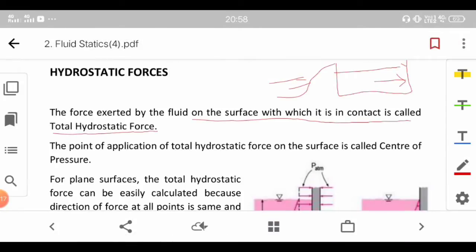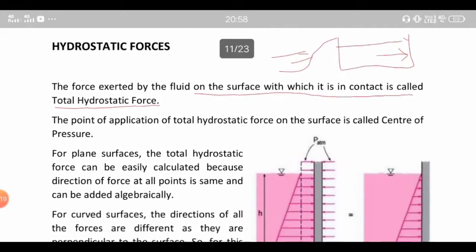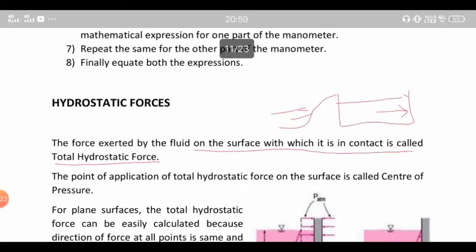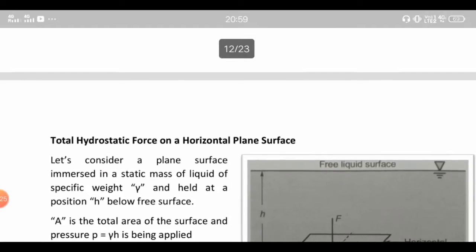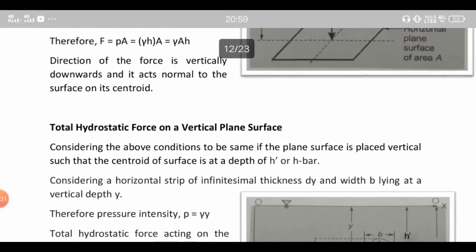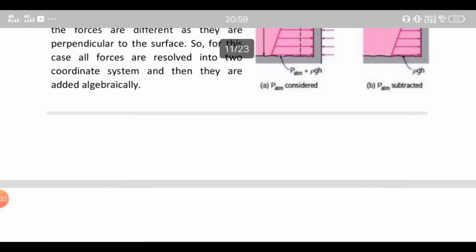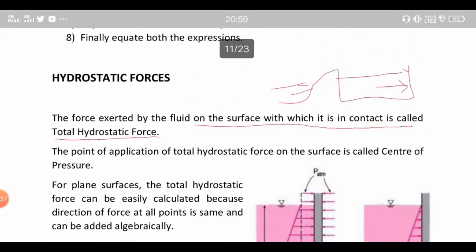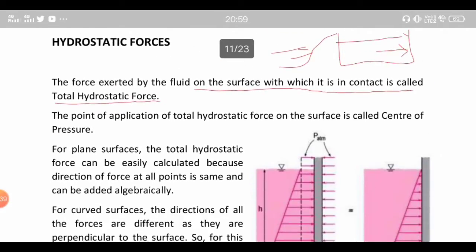Why are we saying that it is the total hydrostatic force? Because it is the sum total of two forces, or you can say it is the resultant of two forces. First is the total hydrostatic force on a horizontal plane surface and the total hydrostatic force on a vertical plane surface. So we will basically take the resultant of these two so as to get the total hydrostatic force.